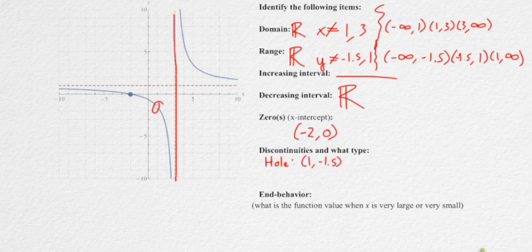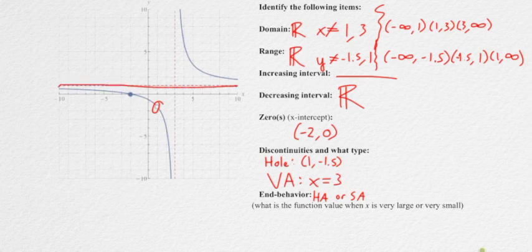The other one is this vertical asymptote, which is a line, so I have to write it as an equation. I'm going to say vertical asymptote, that's the type of discontinuity. And then what is it? Well, it's x equals, in this case, 3. And then finally, it's asking about the end behavior, which remember, we said is either a horizontal asymptote or a slant asymptote. In this case, there's definitely no slant asymptote anywhere on the graph. There's just this horizontal asymptote, which is the line y equals 1.